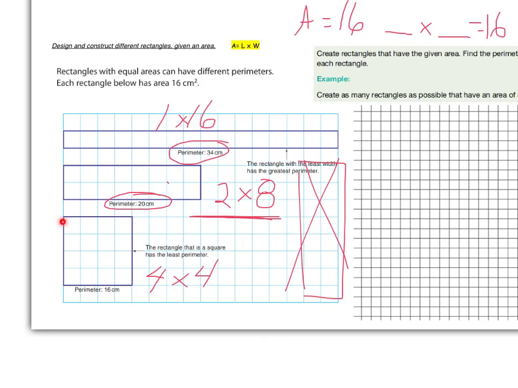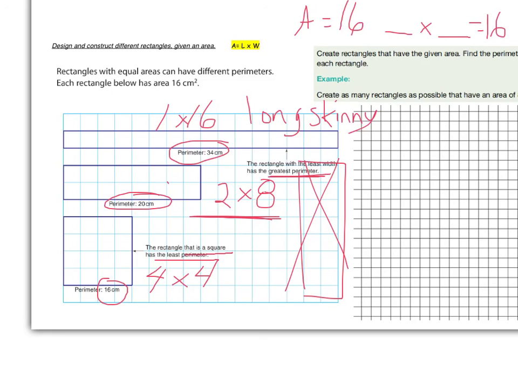And our square-like rectangle, 4 plus 4 is 8, plus 4 plus 4 is 8, so it has a perimeter of 16. So now it's exactly opposite. The rectangle that is more square has the least perimeter, and the rectangle that is long and skinny has the greatest perimeter. Again, another generalization that can help you.